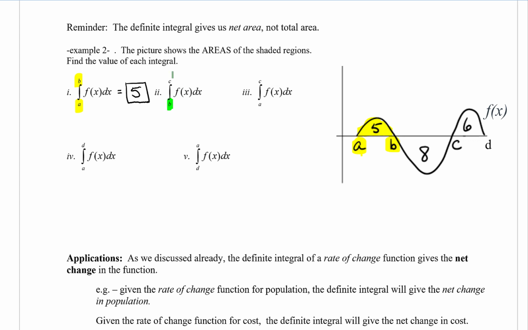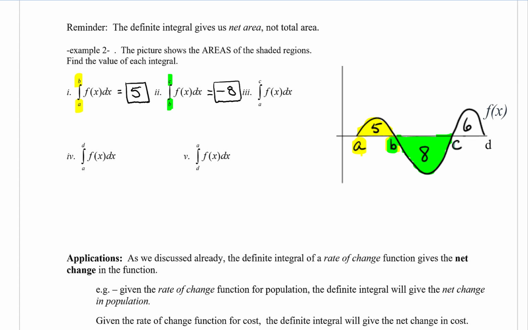Going on to the next problem here, the integral from b to c of f of x dx. I went ahead and I highlighted those limits of integration for this problem in green. And I also highlighted the value of b and c on the x-axis in green, and I am highlighting the corresponding area that's bounded by the x-axis and the function between those values of b and c in green. That value is 8, but because it's below the x-axis, it's going to be a negative 8. So I'm going to say that this integral is equal to negative 8, and I'm going to box that value in for our answer.